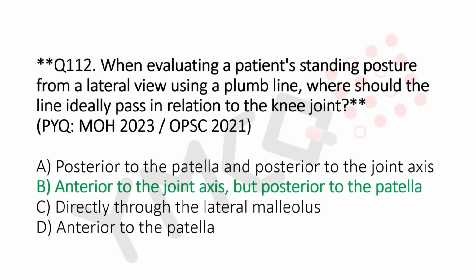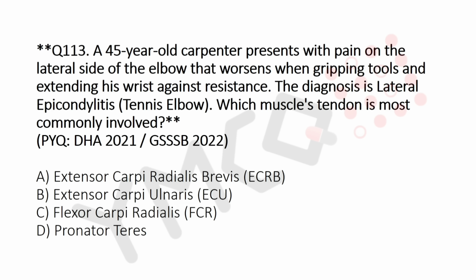Now let's move to question number 113. A 45-year-old carpenter presents with pain on the lateral side of the elbow that worsens when gripping tools and extending the wrist against resistance. The diagnosis is lateral epicondylitis, that's tennis elbow. Which muscle tendon is most commonly involved? Option A, extensor carpi radialis brevis. Option B, extensor carpi ulnaris. Option C, flexor carpi radialis. Option D, pronator teres. And the answer is option A, extensor carpi radialis brevis.